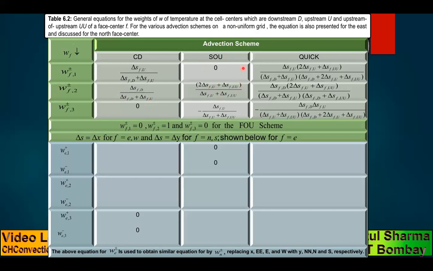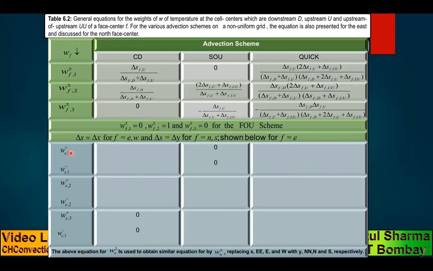Also note that for the second order upwind scheme, the weight of the downstream neighbor is 0, so that is shown here. And in the central difference scheme, the weight of the upstream neighbor, which is W3, is 0, that is shown here. Now, as I mentioned, for the east surface, I will replace this S by X. All the S that is shown here, I will replace by X, so S is equal to X, and all this delta S will be replaced by delta X.